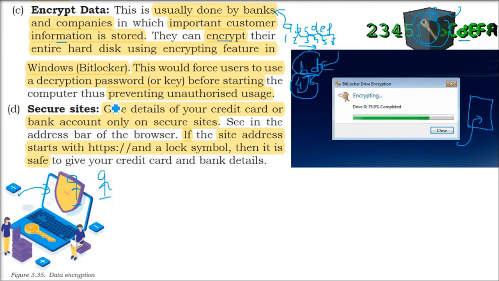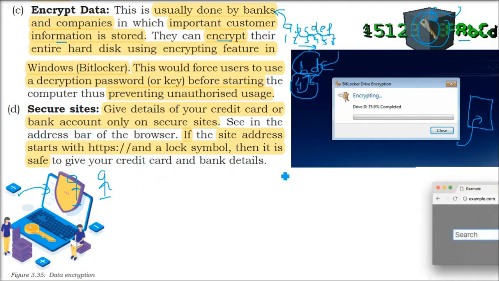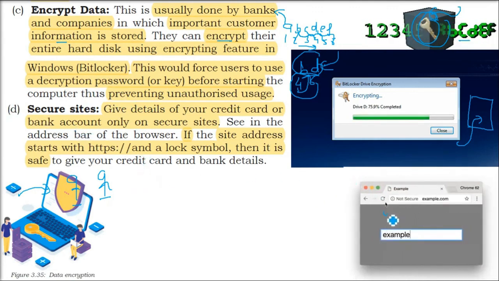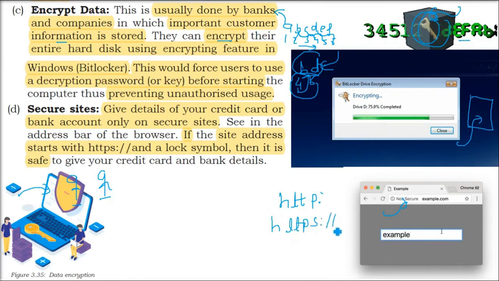So, encryption of data. Secure site. There are various sites which are insecure. They are posing as good websites and they are going to hurt your computer or data. Previously, all the HTTP websites, now they are HTTPS. HTTP websites are insecure. In HTTPS, S stands for Secure Socket Layer.